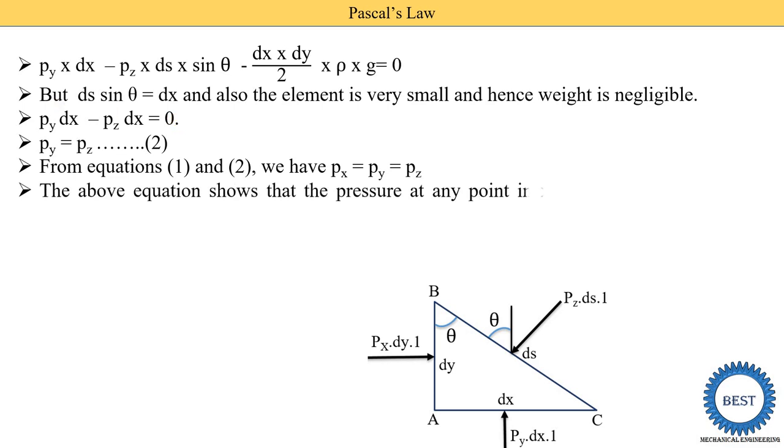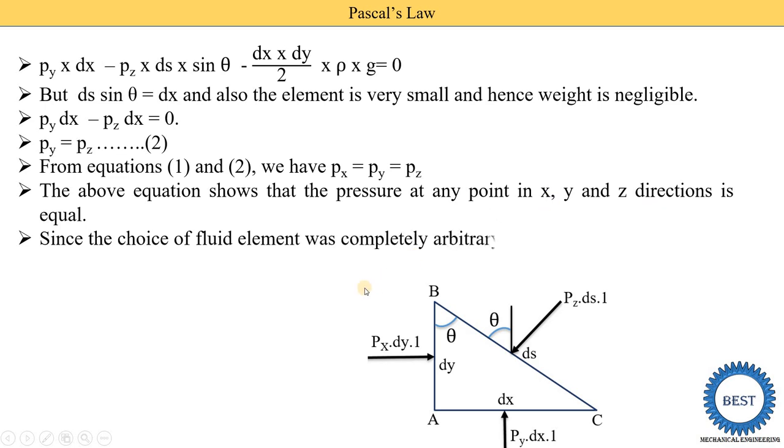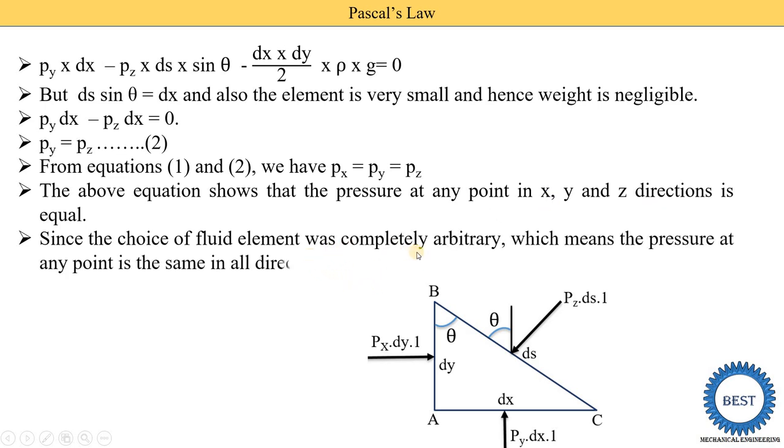From the above equations, the pressure at any point in the x, y and z directions is equal. Since the choice of fluid element was completely arbitrary, the pressure at any point is the same in all directions, and we can derive the Pascal law. What is the Pascal law? The pressure, or intensity of pressure, at any point is the same in all directions. Here the directions are x, y and z, and in all these three directions we get the same pressure. So here we derive the equation of Pascal law.